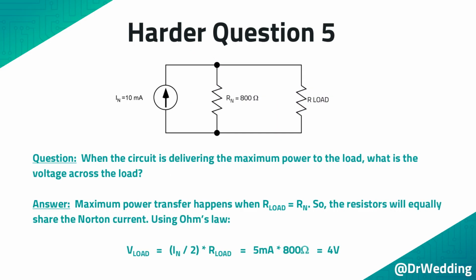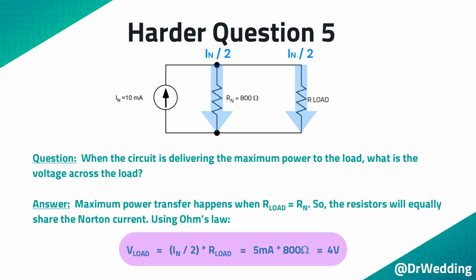Question 5 is similar to question 3 and question 4, but it is asking for a voltage in a Norton circuit. When the circuit is delivering the maximum power to the load, what is the voltage across the load? Maximum power transfer happens when load resistance is equal to the Norton resistance. So, the resistors will equally share the Norton current. Once you know the current in the load is 5 milliamps and the load resistance is 800 ohms, then Ohm's law can be used to find the load voltage is 4 volts.